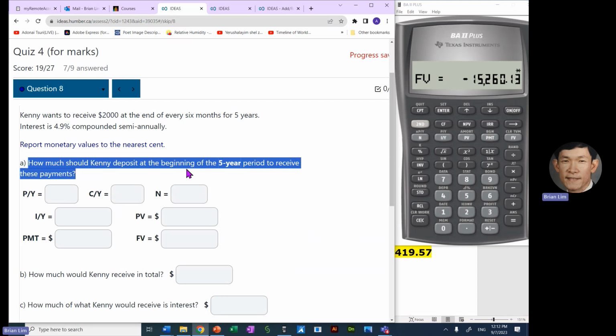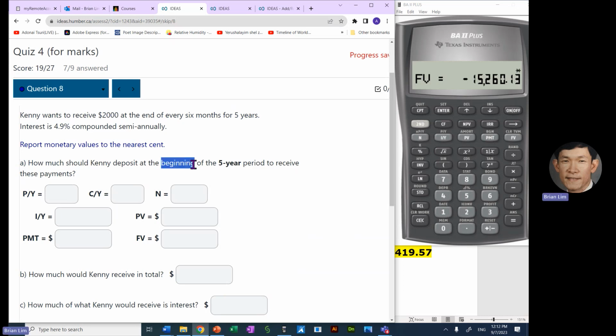Now, please do not get deceived by this word beginning. It just means it's the present value. You're putting in money here, you're taking out money, and eventually, at the end, you will have nothing left.